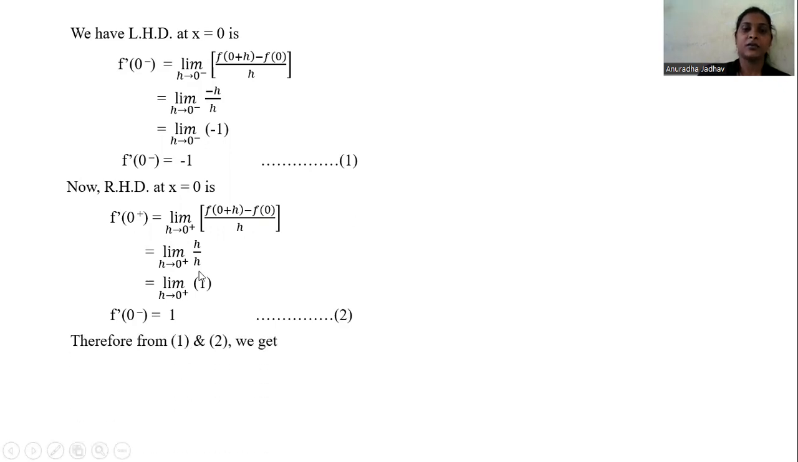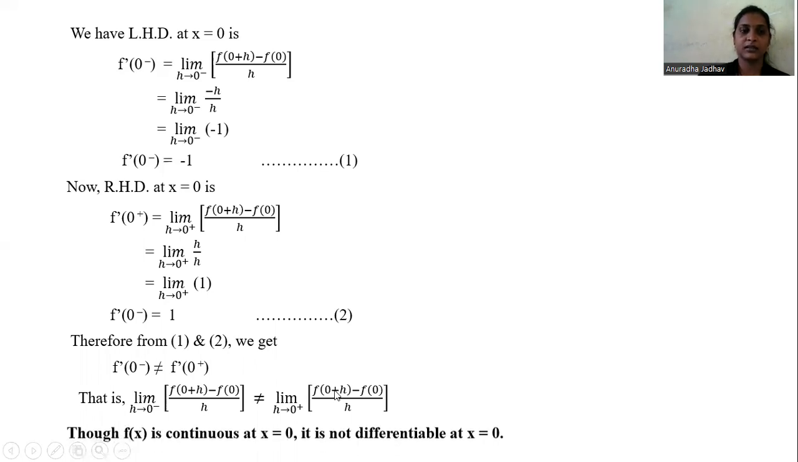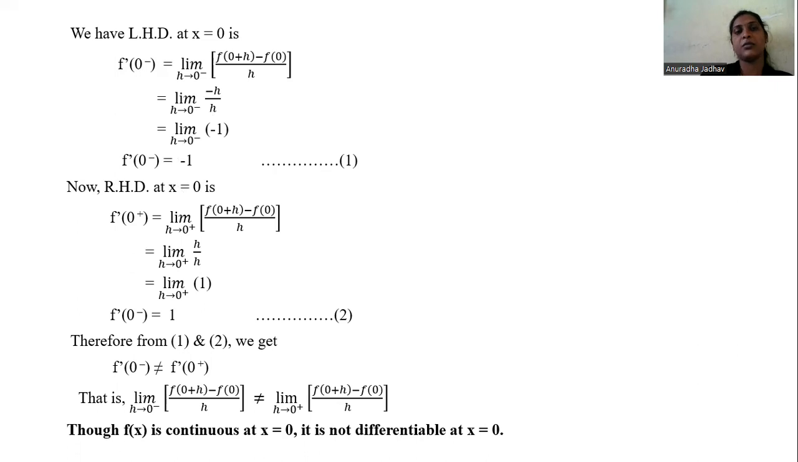It is clear that from equation 1 and 2, the left hand side limit and right hand side limit are not the same. So the function f of x is equal to mod x is not differentiable at x is equal to 0. Here the left hand side limit does not equal the right hand side limit. Though f of x is continuous at x is equal to 0, it is not differentiable at x is equal to 0. This is the counter example for a function that is continuous, but not differentiable.